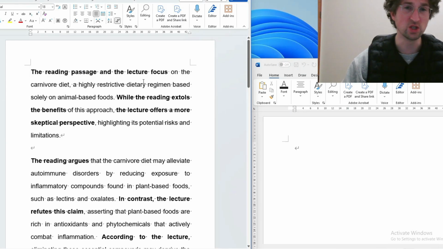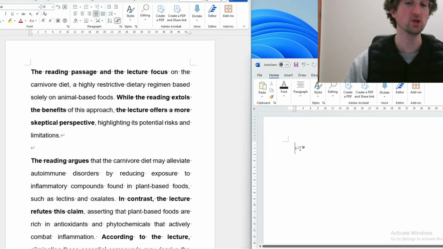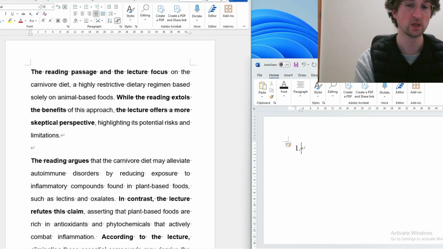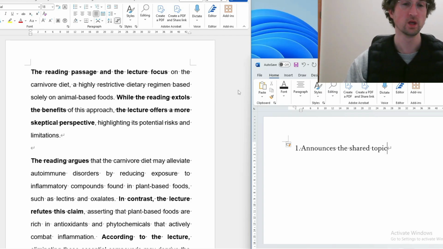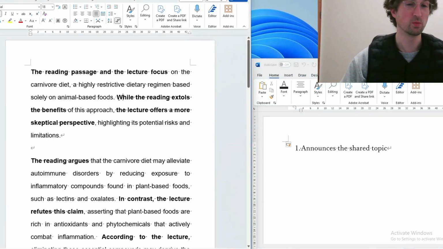The reading passage and the lecture focus on the carnivore diet. So the first thing that the introduction does well, it announces the shared topic. So the lecture and the article will be discussing the same thing, hence the possibility of agreement or disagreement.